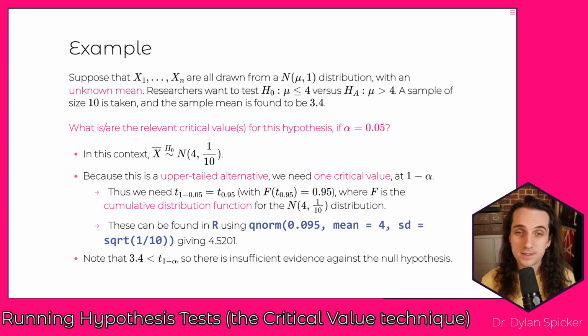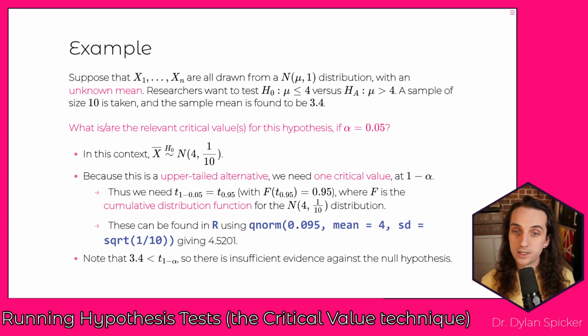And once again, this should make some sense to us because we're observing a sample mean of 3.4, right? And the sample mean is exactly part of the null hypothesis here. So we shouldn't observe much evidence against it, and using these critical values, we don't observe much evidence against it because 3.4 is smaller than 4.5, okay?